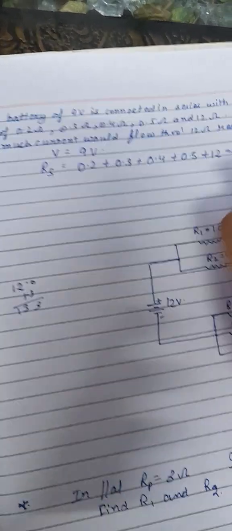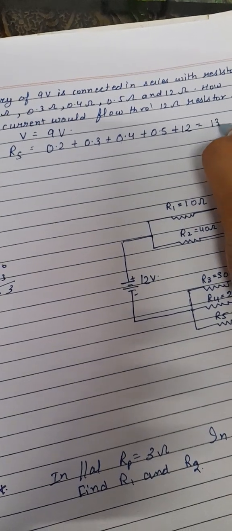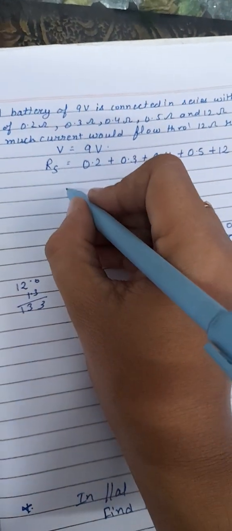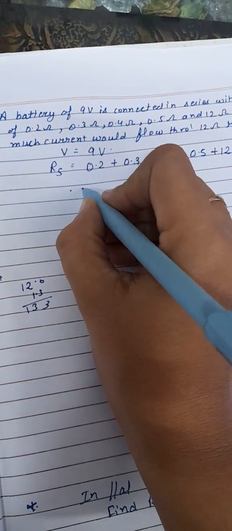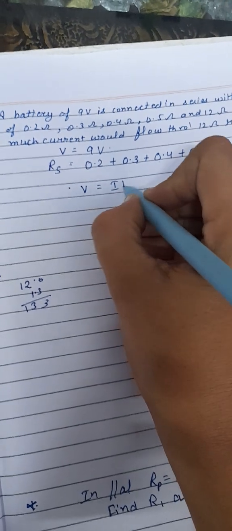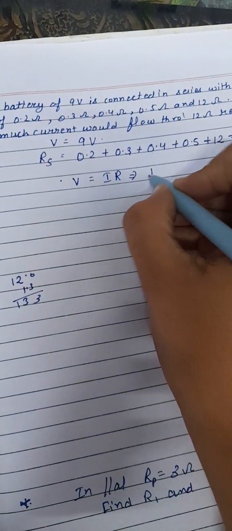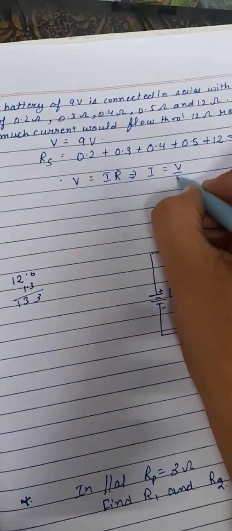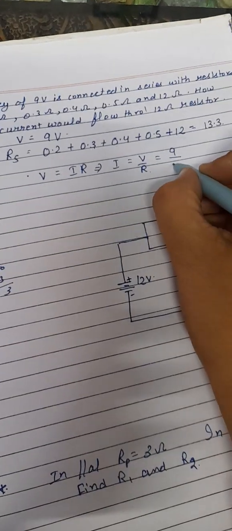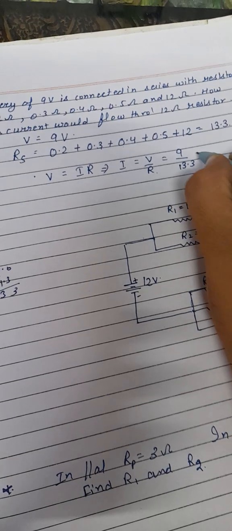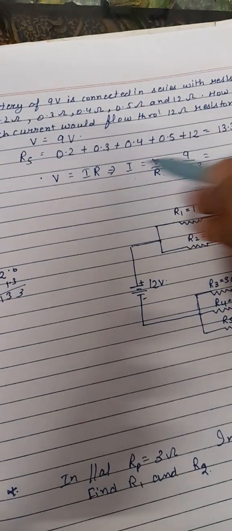This becomes approximately 13.3. Then you have to find out the current by using Ohm's law. V equals IR, then I equals V over R. V is 9 and R is 13.3. Then you have to solve it, and you get the value of the current.